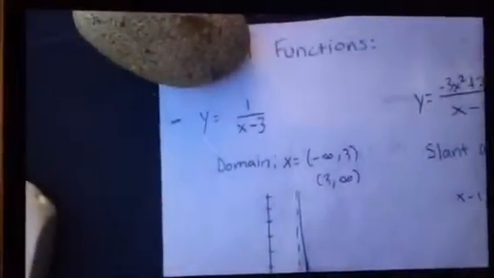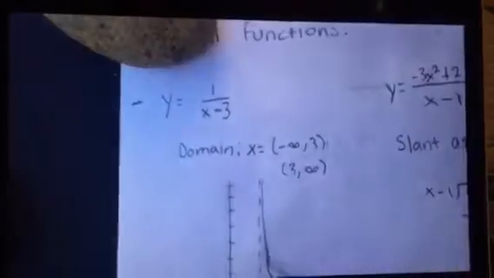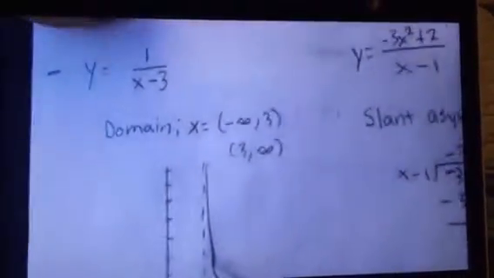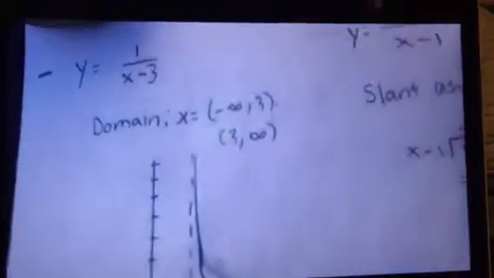Now let's look at rational functions. Now let's look at this equation, 1 over x minus 3. First, we want to find the domain. And the domain here would be negative infinity to 3, and 3 to infinity.